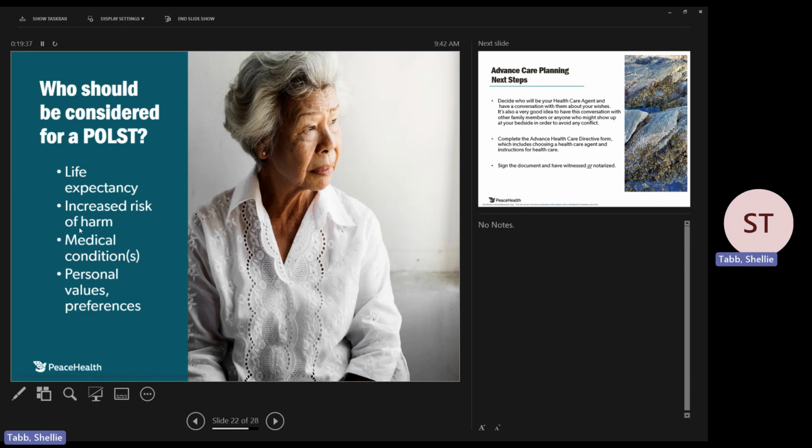And so medical conditions that make their health kind of volatile or variable, and the fact that they would be more likely to call EMS. And then too, like their personal values or preferences. Those are all reasons for somebody to have a POLST form signed at their house for emergency services to follow if they were called.